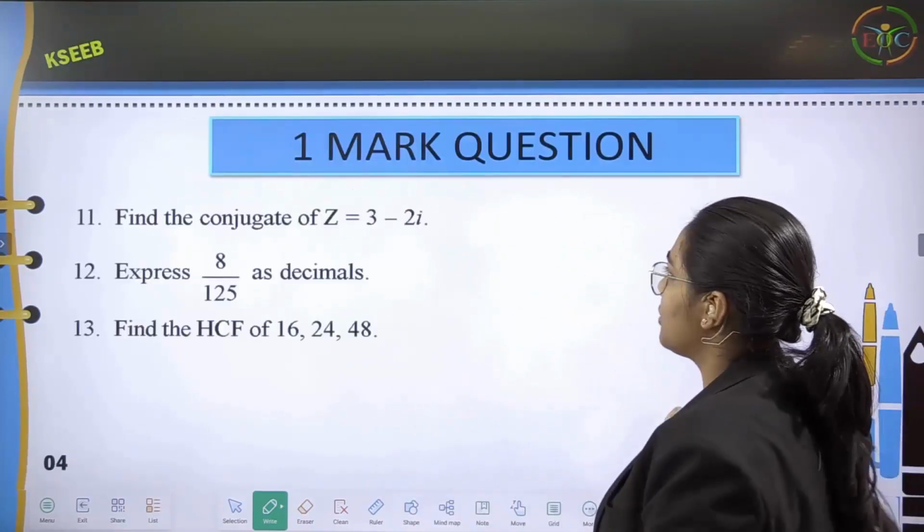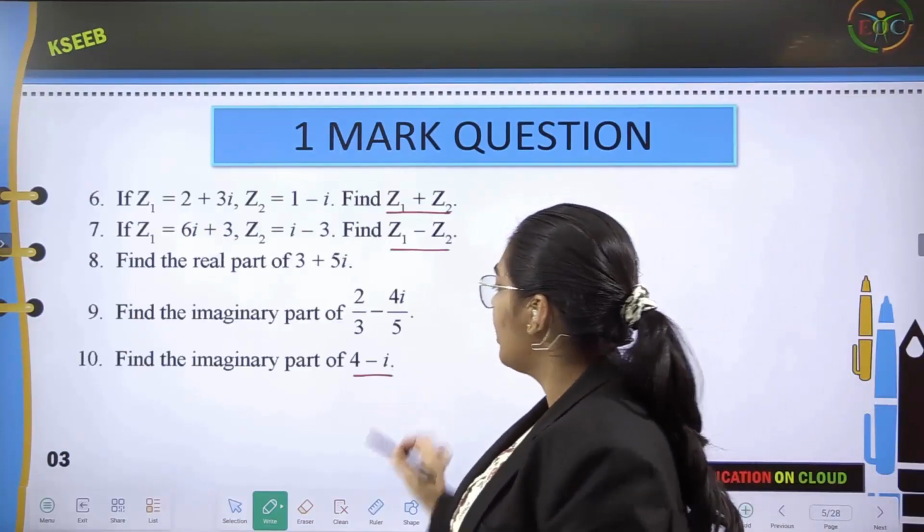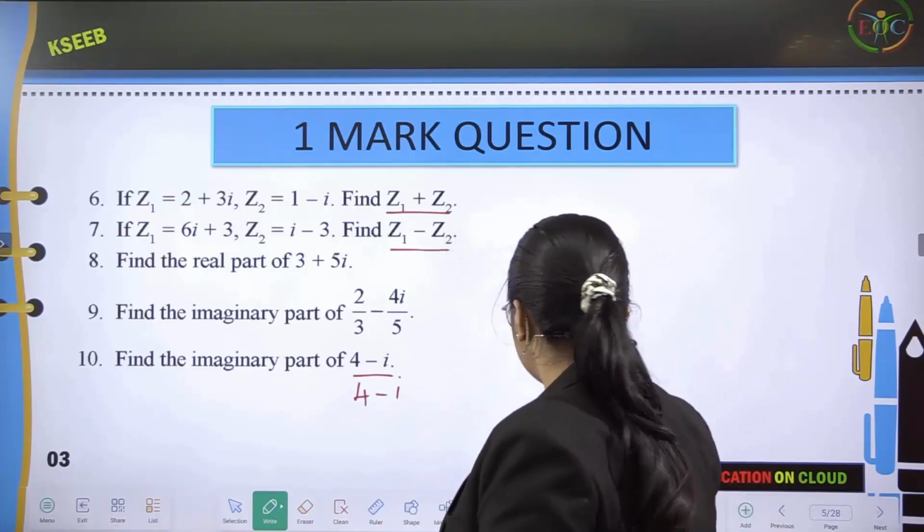Similarly, the next question, they have asked you to find the imaginary part of 4 minus i. So here, we consider it as 4 minus 1i, right?